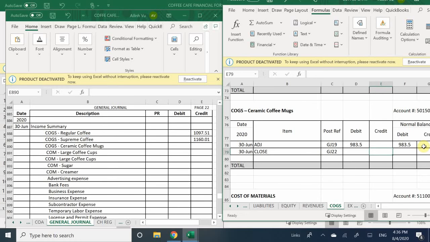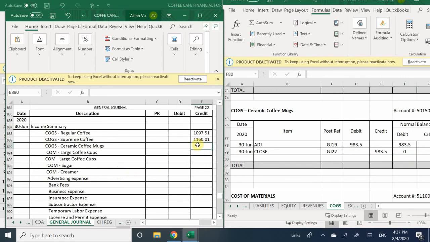So right now there's a total of $983.50, which by me crediting this, and the formula for this is going to be the previous entry plus any debits minus any credits, and boom, I get 0. So here it is going to be for $983.50. Oopsies, $983.50. All right.